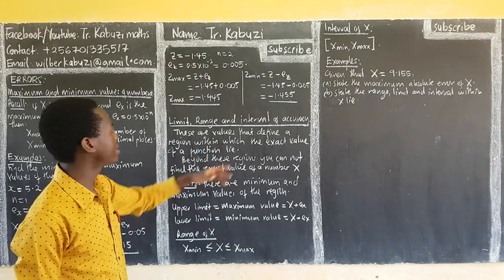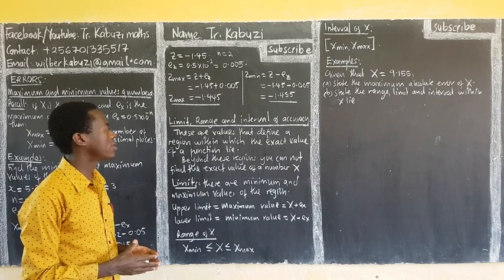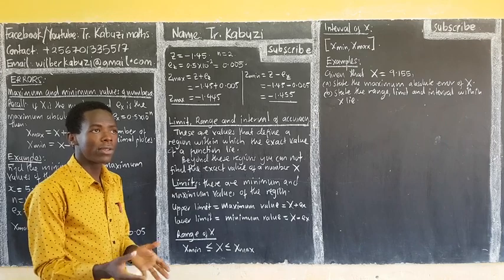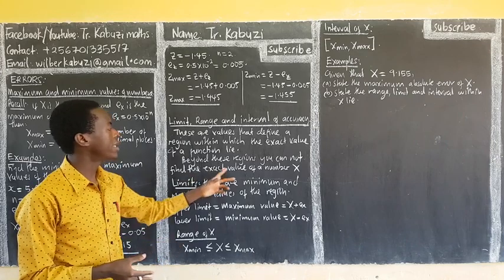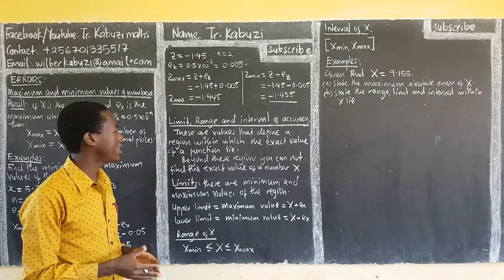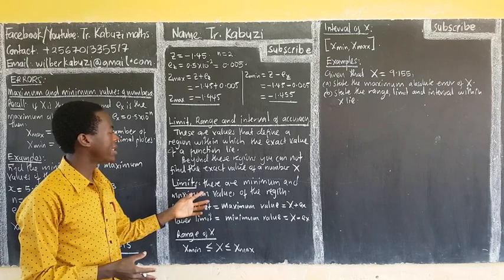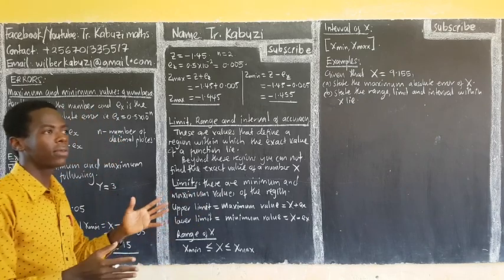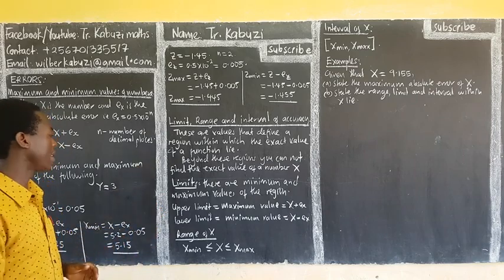These are values that define a region within which the exact value of a function or a number lies, even when you have a number; there's also a function, but those are called constant functions. Beyond these regions, you cannot find the exact value of a number x. Limits are the minimum and maximum values of the region. So you know a region, and you define the region from something to something.